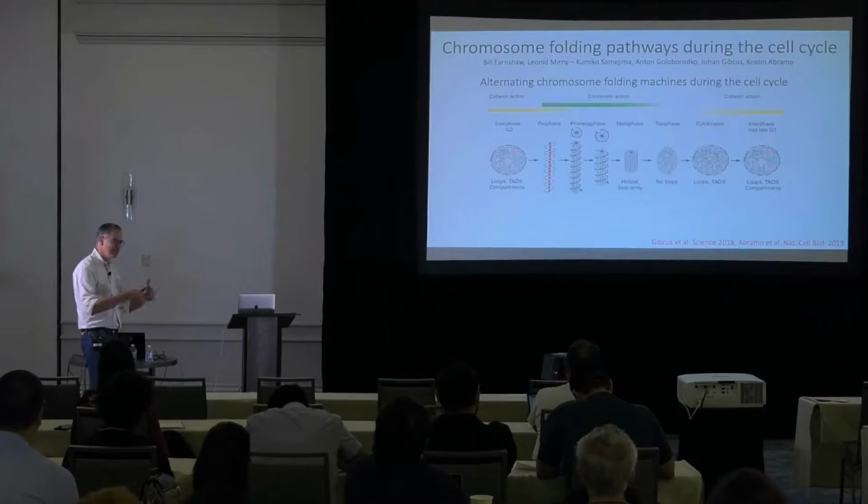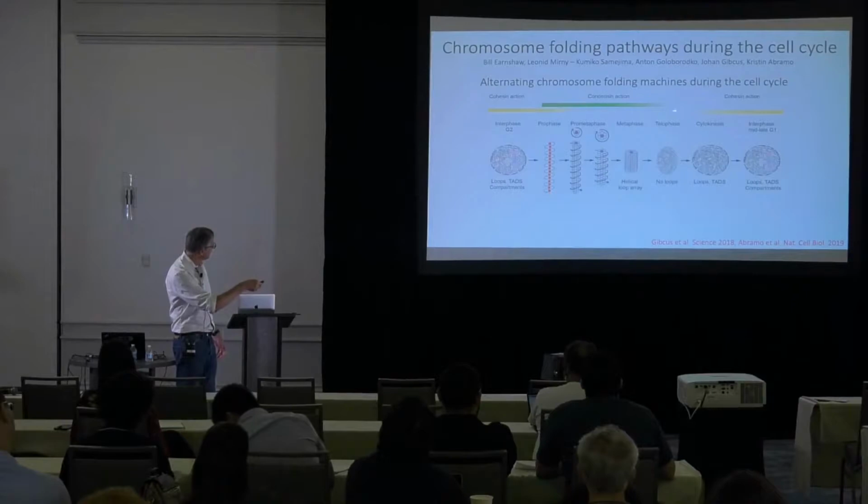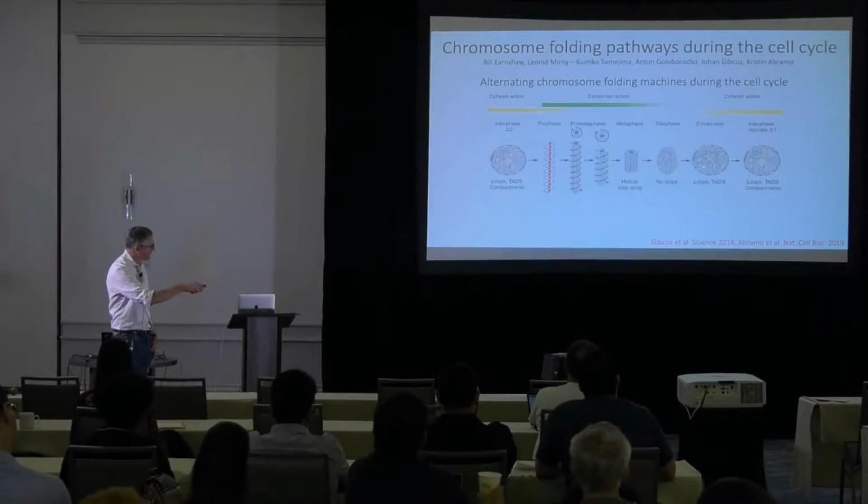So this whole process, the dynamic, is driven, at least in part, by alternating the machines that fold chromosomes. So in interphase, we have cohesin. It's being replaced by condensin, although both cohesin and condensin are working on prophase chromosomes. Then by telophase, there's none of these machines on the chromosomes. And then cohesin comes back. So this kind of alternation of these loop extruders determines to a large extent what the chromosomes will look like. In addition, we have also alternating compartmentalization.